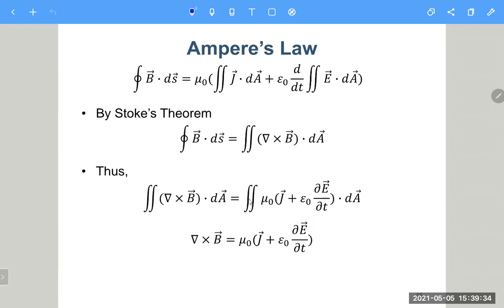And we can see that this surface integral and this surface integral also share the same surface, which means that all the integrands should be the same at every point. Which means that the curl of B should be mu naught J plus mu naught epsilon naught partial E partial T. So this is equivalent to the displacement current density, because this is the static current density. And this is the differential form of Ampere's law.